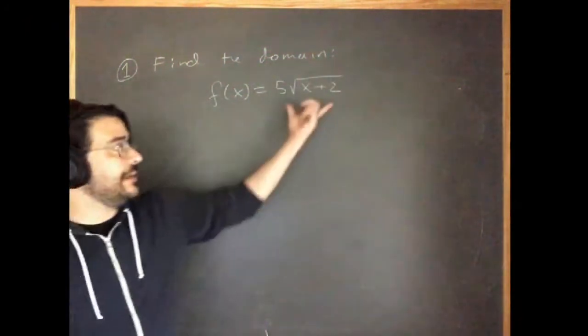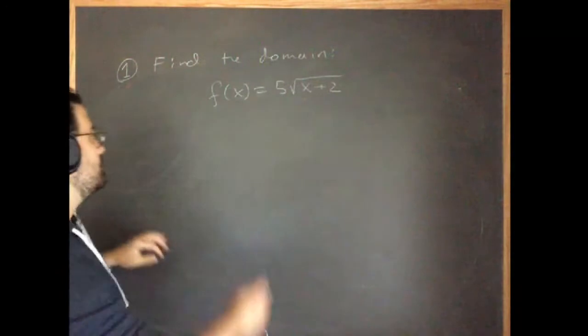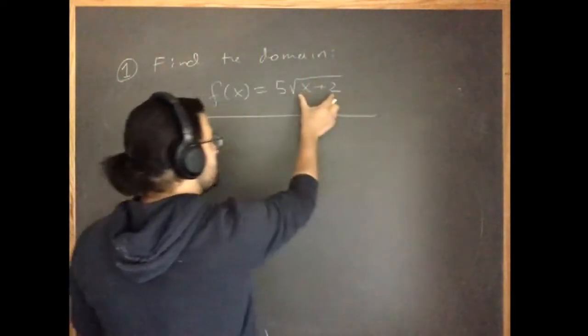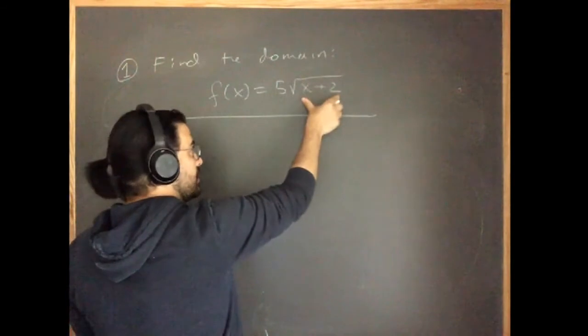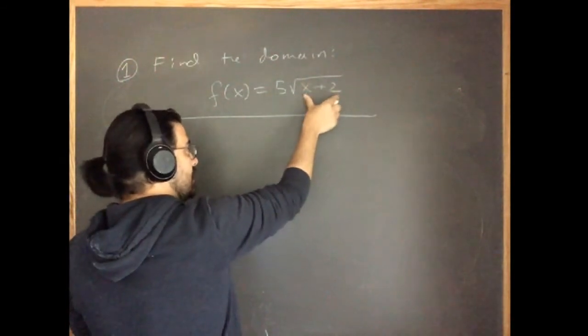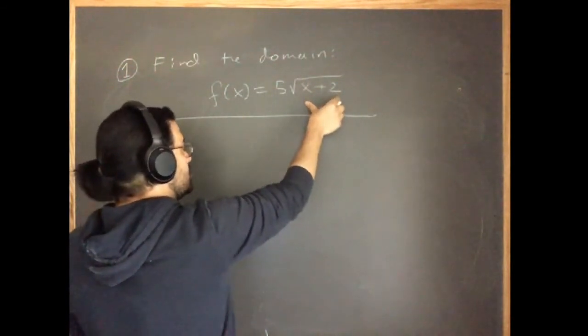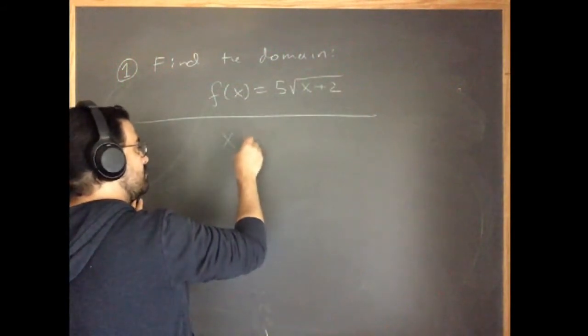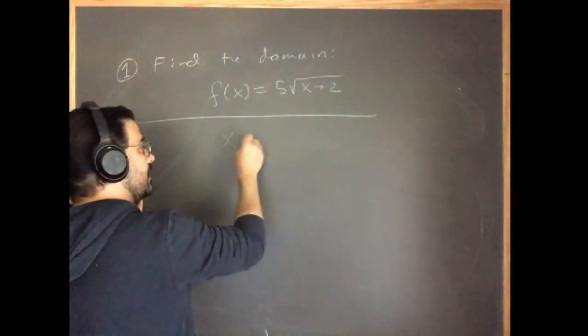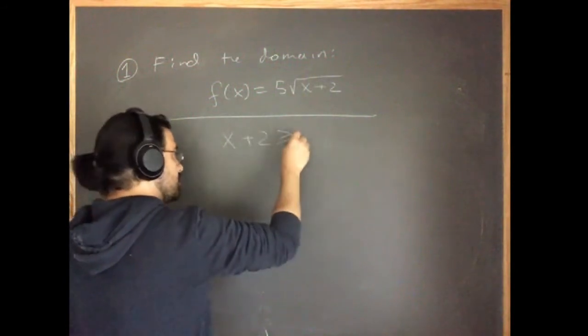However, we do have a square root here, and because we have that square root, whatever is inside of this even root has to be greater than or equal to 0, right? It can't be negative, because if it were negative, we get a complex number. So here, to be in the domain, you have to satisfy the following inequality. X plus 2 has to be bigger than or equal to 0.